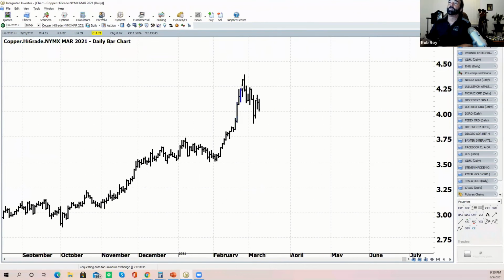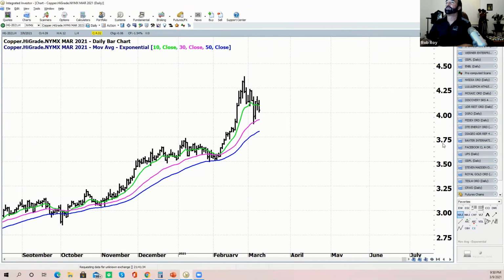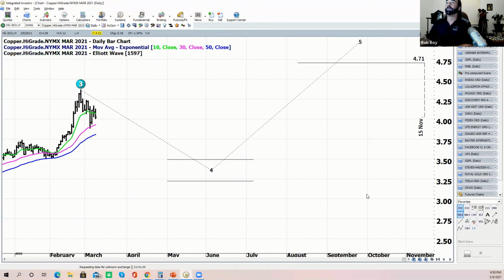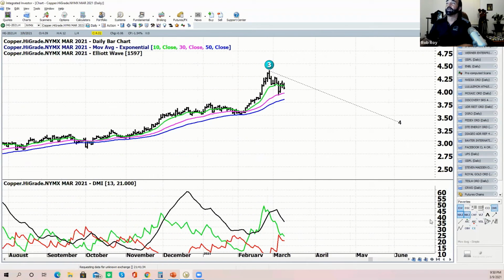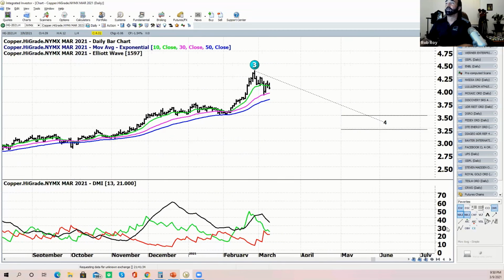So we had a pretty vertical move, and then we've consolidated that a bit. And if we put the Elliott wave pattern on there, it's in a wave 3. Let's see what the DMI looks like. Yeah, it's been pretty strong. We're getting some divergence here with the fact that you can see why this big move.